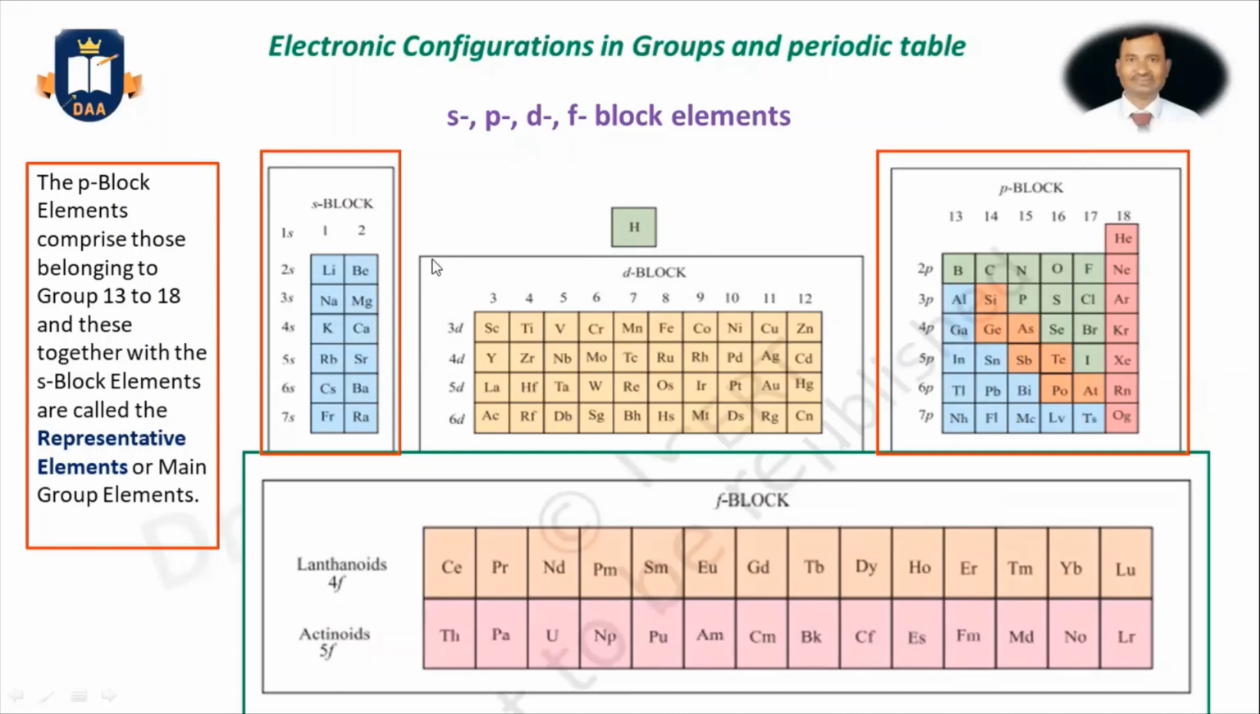At first, you have to remember these S block elements and these P block elements together, that means group number 1 and 2 and 13, 14, 15, 16, 17, 18. This group contains the elements which are called the representative elements or main group elements. So, what are the representative elements? Representative elements are the elements belonging to group number 1, 2, 13, 14, 15, 16, 17 and 18.